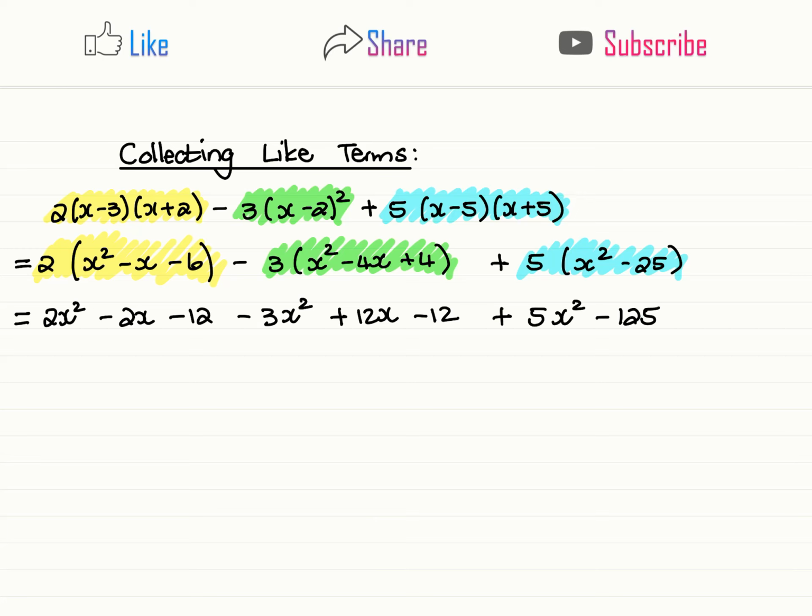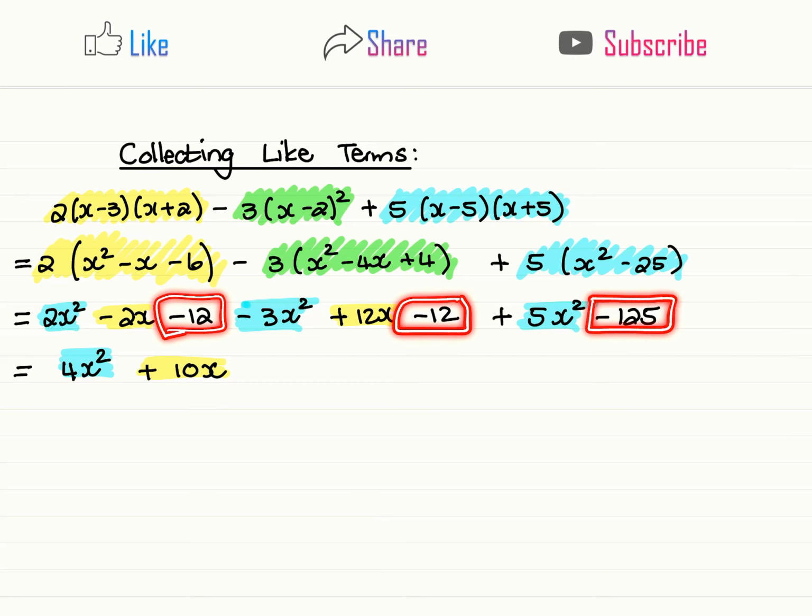Now what we can do is identify like terms. So 2x squared, negative 3x squared, and 5x squared are like terms which we can add up together. And that is equal to 4x squared. Then negative 2x plus 12x are like terms which we can add together. And that will give us plus 10x. And lastly, we have negative 12 minus 125. And when we add that together, we are left with minus 149.